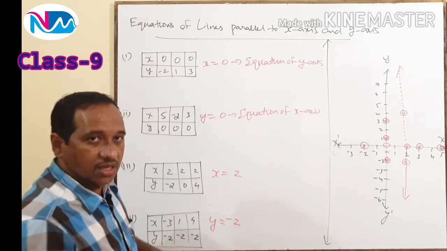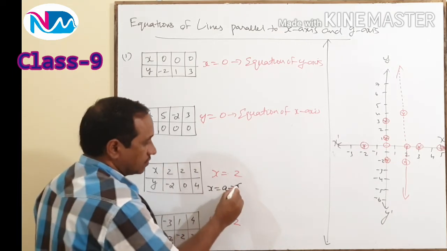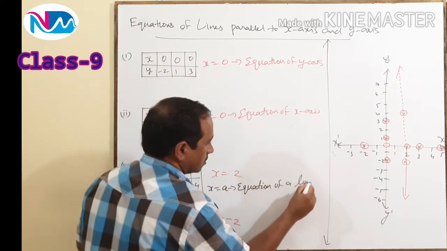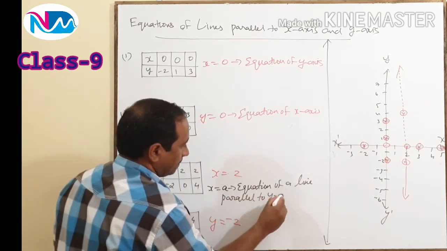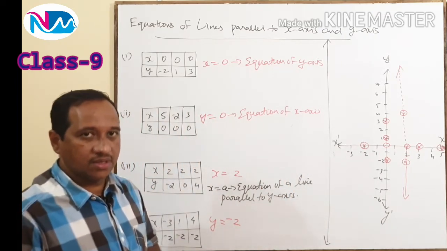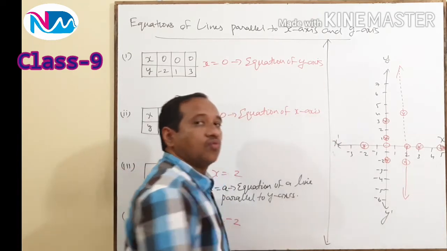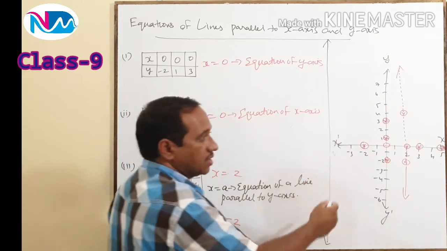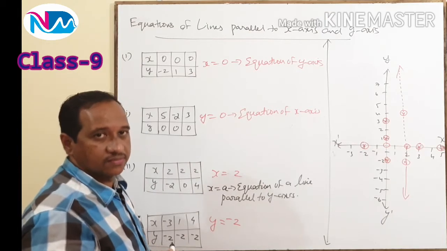Therefore, in general, we can say that x is equal to a is the equation of a line parallel to y-axis, where a is any real number. x is equal to a represents the equation of a line parallel to y-axis at a distance of a units. If a is positive, it is to the right of origin. If a is negative, it is to the left of origin.